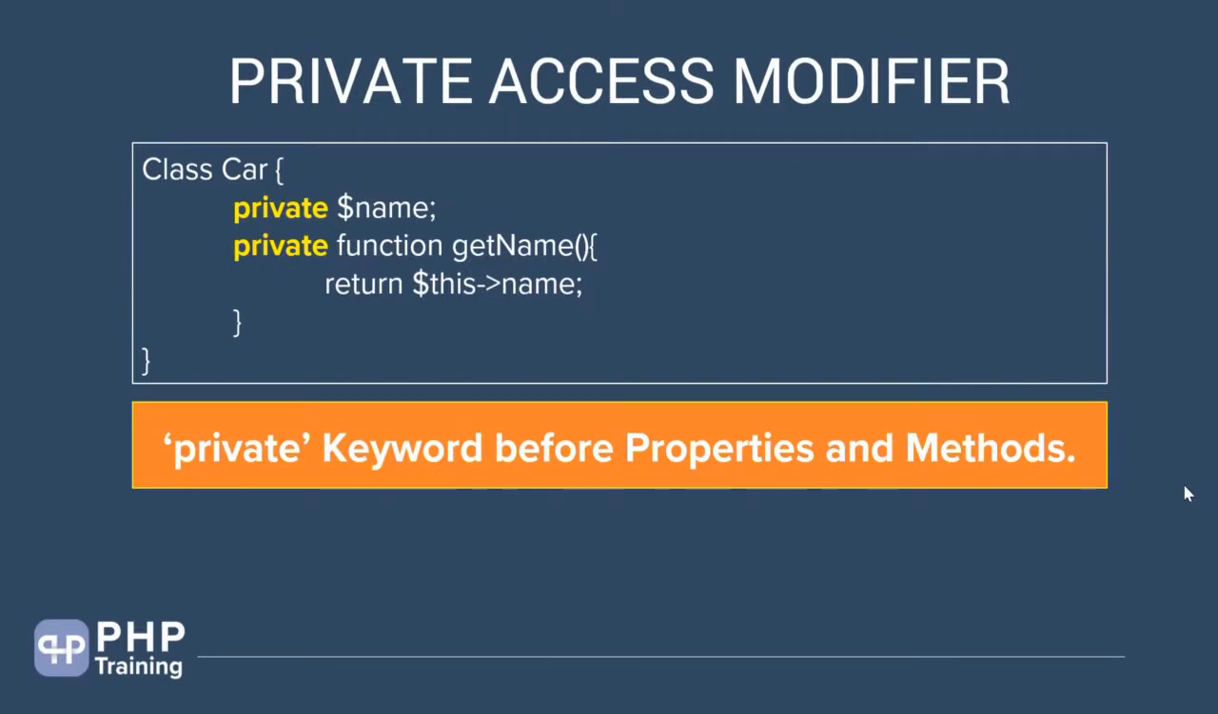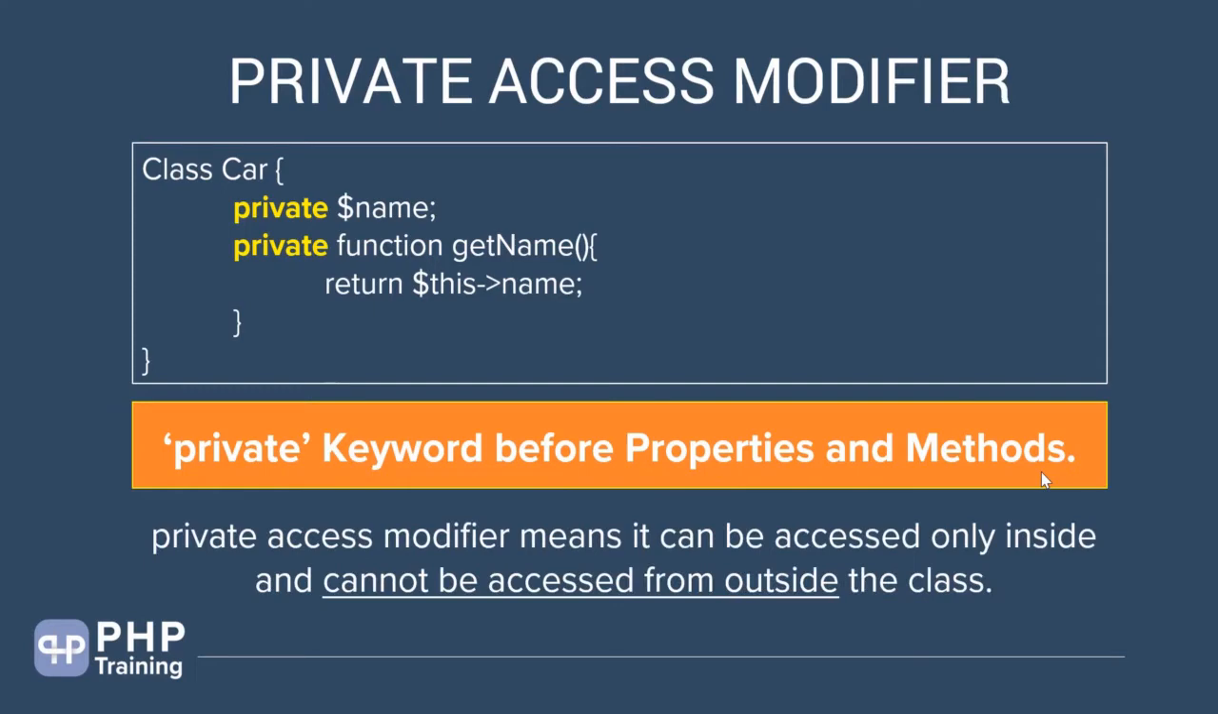Hello and welcome to the lecture on what is private access modifier. We have seen public access modifier. Let's understand what is private access modifier. The way you define public or private access modifier is the same. You put it in the front, and the keyword is private, which you mention in front of the property or in front of the method. So private is a keyword before properties and methods.